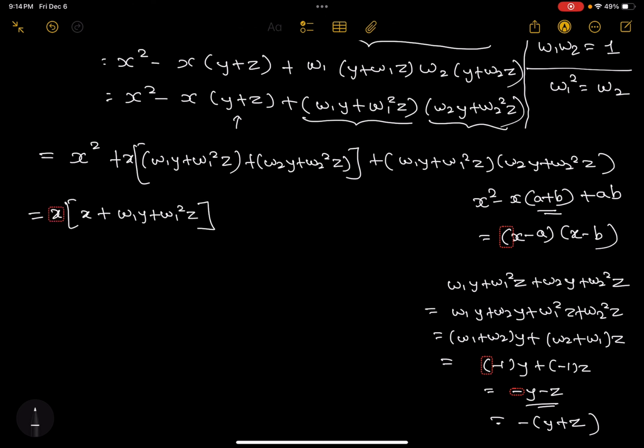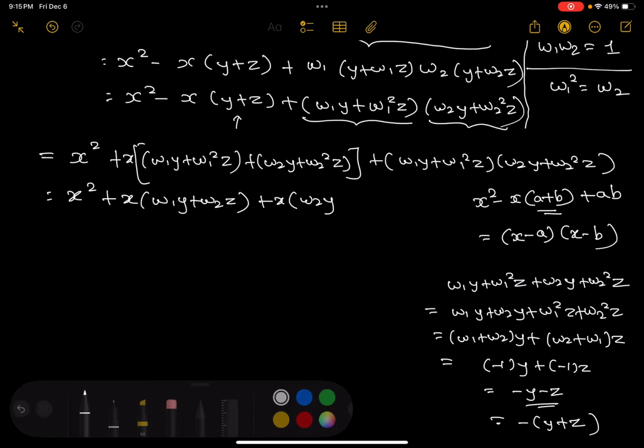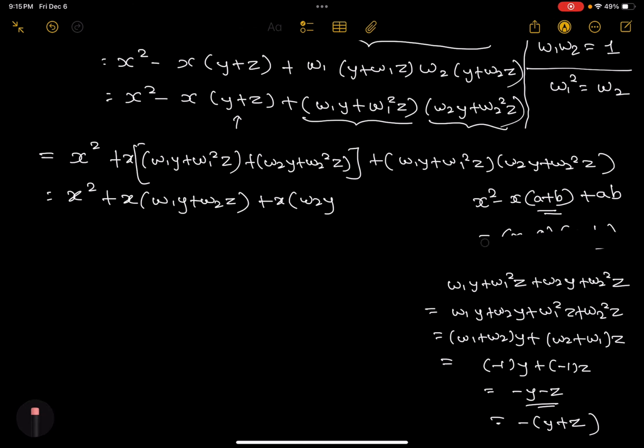And over here, in these two expressions, first of all, I should have distributed the x, right? And that would have made more sense. Okay, let me do that. First of all, let me just distribute the x among them. So x square plus x times, also, I know that omega 1 square is just omega 2, so let me write omega 2 z, plus again x times omega 2 y, and let me erase this portion over here. I'm sorry guys for the lag of space. Let me erase this portion over here.